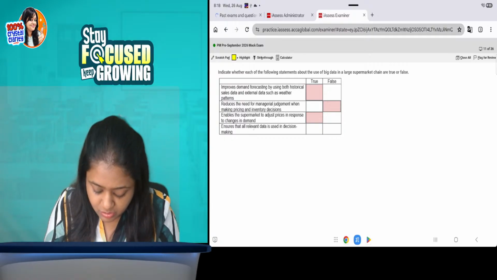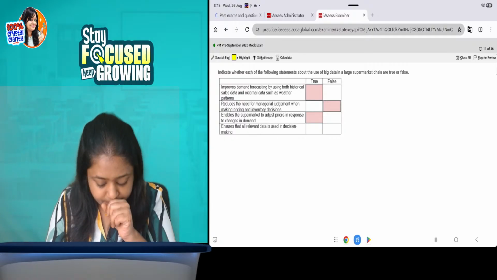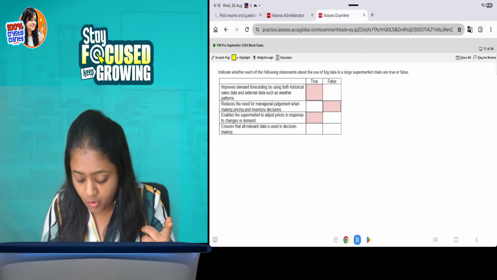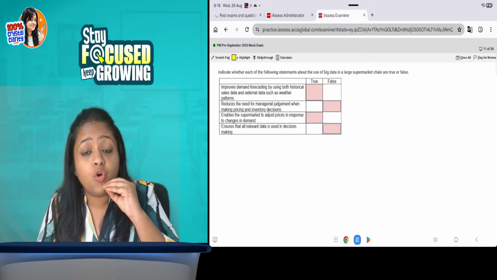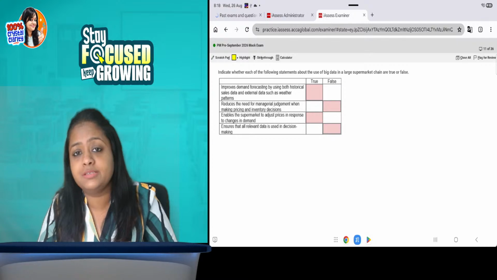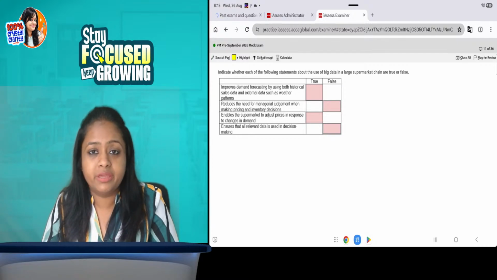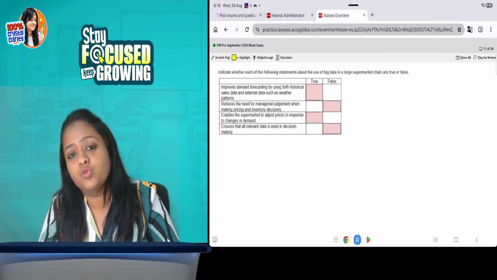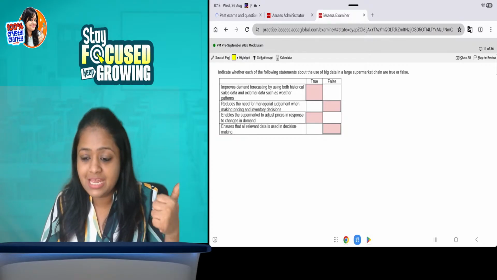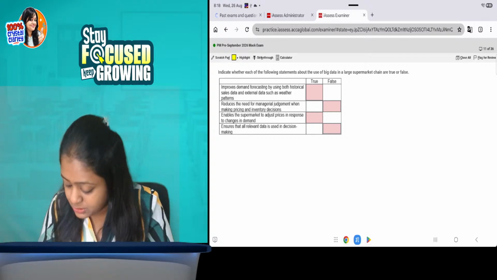It ensures that all relevant data is used in decision making. Wrong. No system can always ensure 100% of the data is used in decision making. So "all" is the keyword that goes wrong here. Correct? Done. We are done with this. Let's move to the next one.